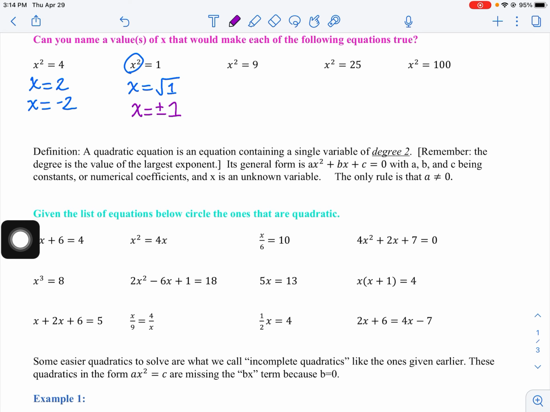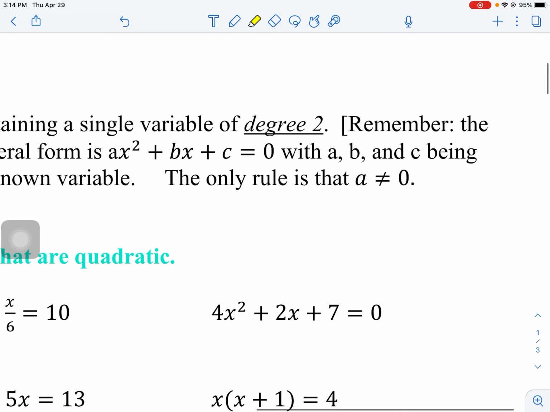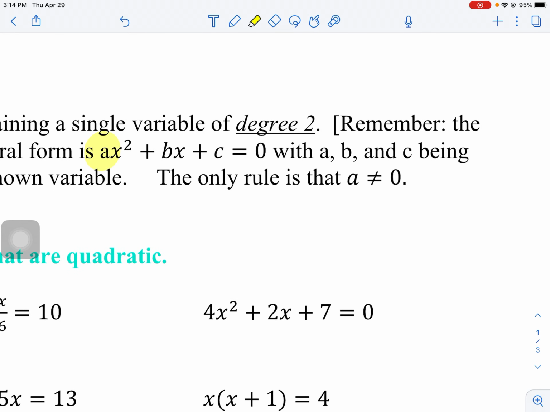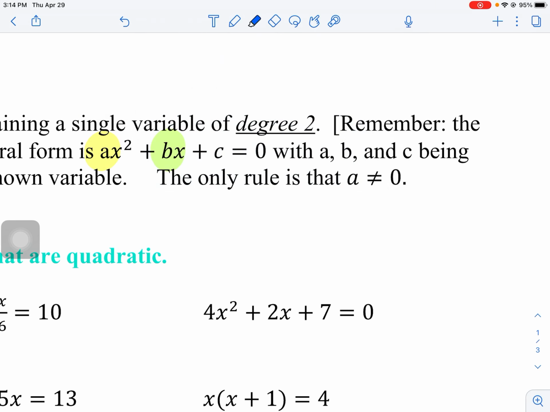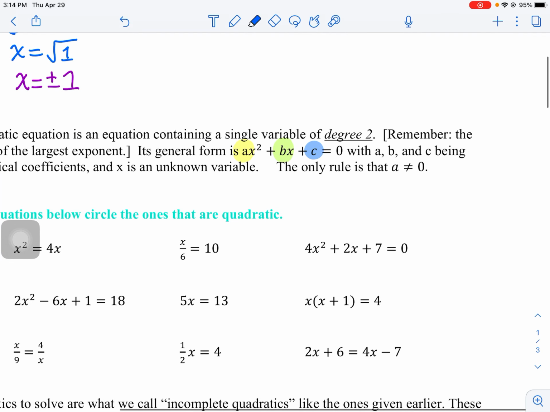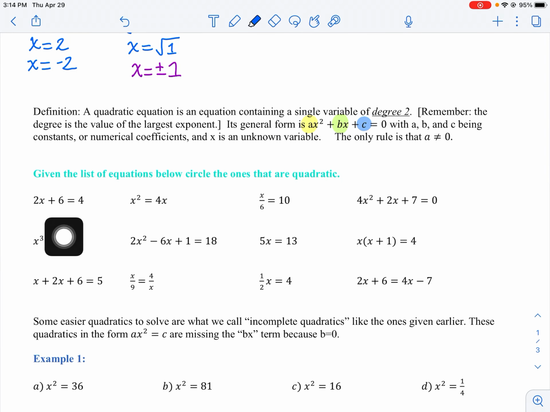A is the coefficient on the x squared term. That's your a value. And b is the coefficient on your x term. And c is the coefficient on your x to the 0 power. x to the 0 power is 1. So your constant term that has no x value there at all. Okay? And a, b, and c are constants or numerical coefficients.